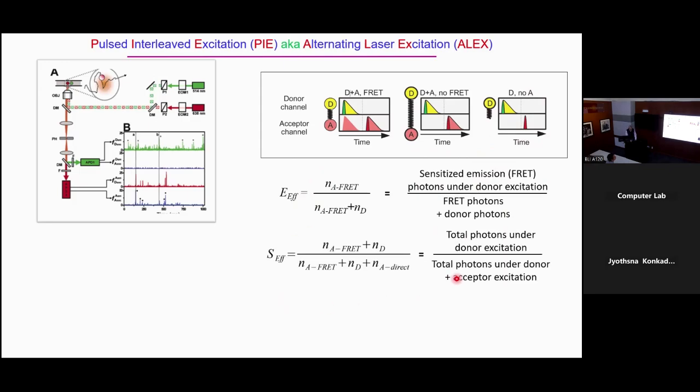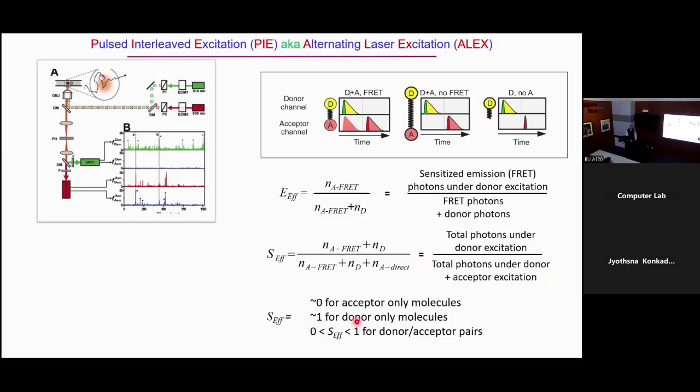And that's the total photons under donor excitation, rather than just the sensitized ones, over the total photons in both cases for both acceptor and donor excitation. And that S variable is 0 for acceptor-only molecules, and it's 1 for donor-only molecules, and it's somewhere in between if we have donor and acceptor in each particle that are diffusing together. And so that's important. That's why we call it the stoichiometry.